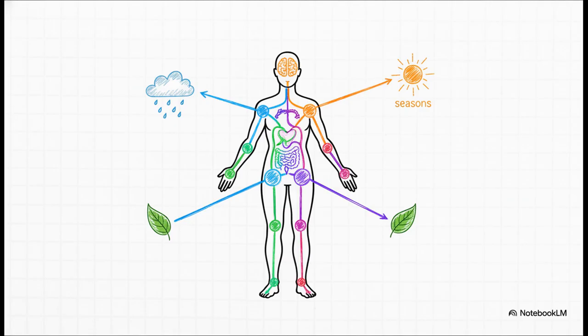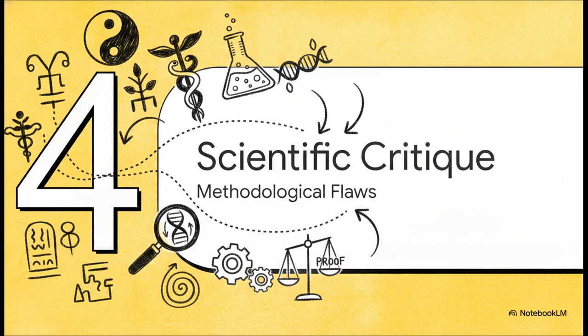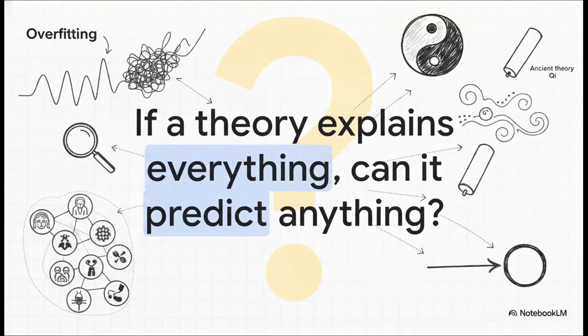They're the network that brings the whole isolated system to life. Moving on to Section 4, the scientific critique, boundaries and methodological flaws. Now, as brilliant as this ancient systems thinking was, we have to be objective. We need to look at its real-world limitations and methodological flaws through a modern scientific lens.